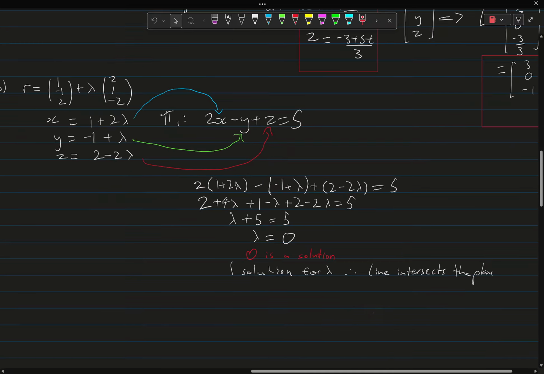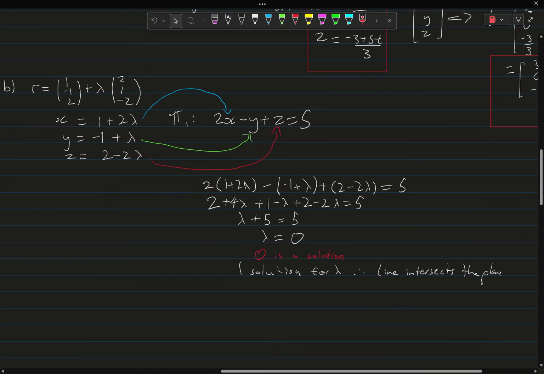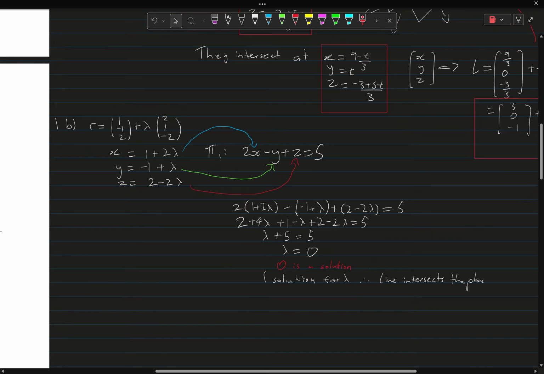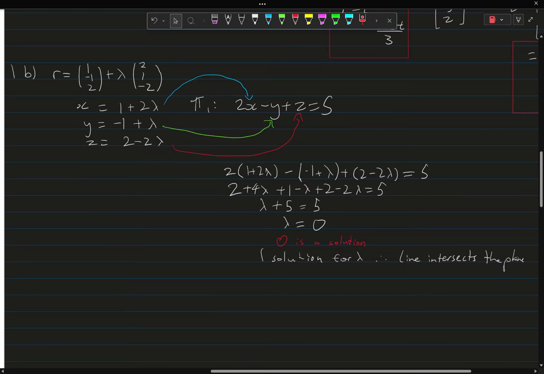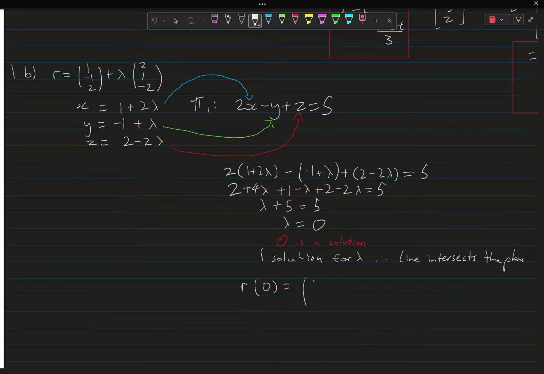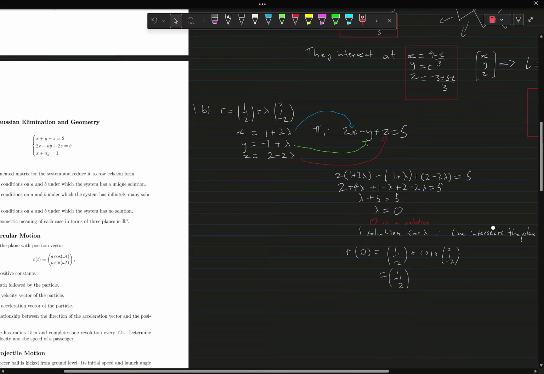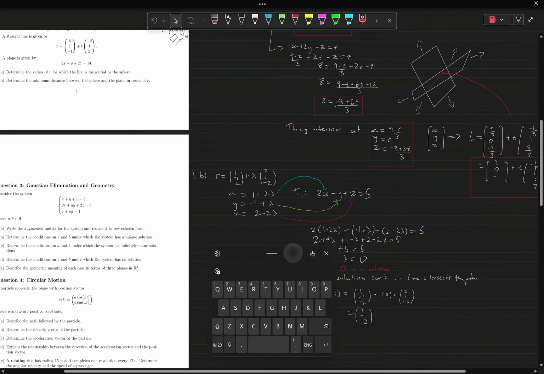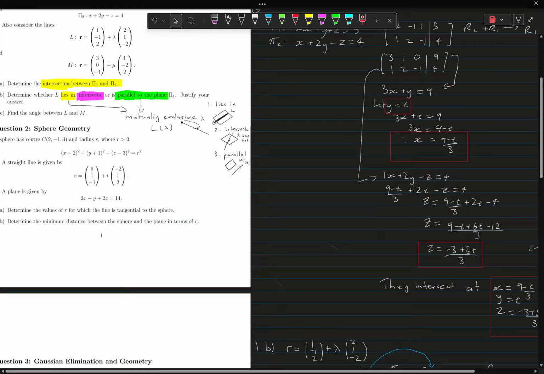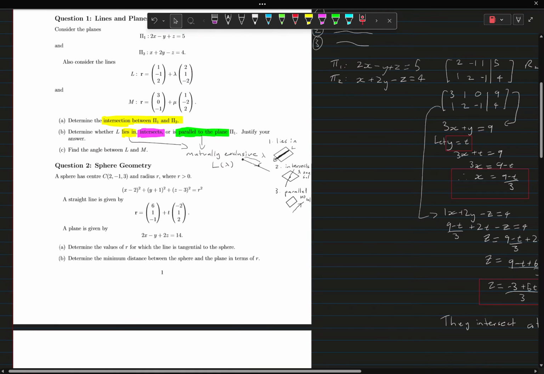It intersects right at (1, -1, 2). We can find those coordinates by plugging in 0 for lambda. So r0 equals (1, -1, 2) plus 0 times the direction vector, and that is just equal to (1, -1, 2). So that's how we see if the line intersects, lies in, or is parallel to the plane.